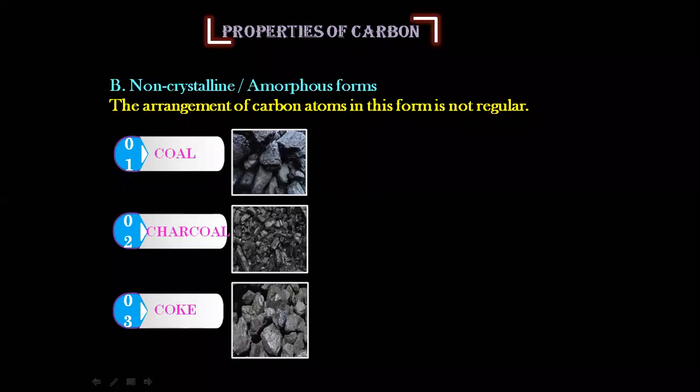So let's begin with the first form now. Sizes are not a concern here. Let's first start with the arrangement of carbon atoms in the irregular form, that is our coal. Amorphous forms are those where the carbon atoms are not arranged in a regular form. I hope the definition of amorphous is clear to everyone.